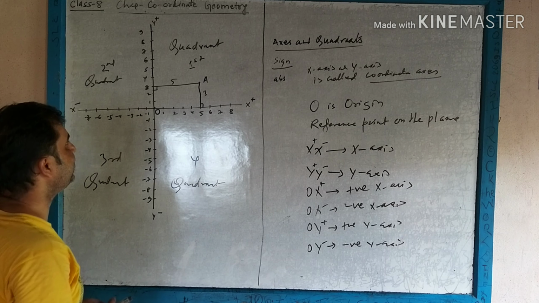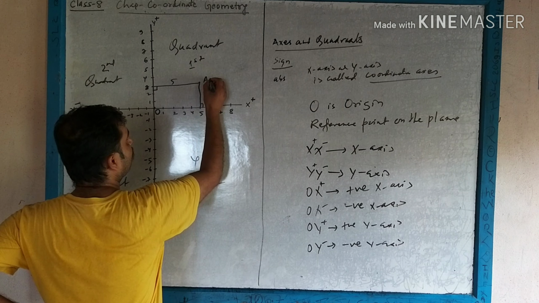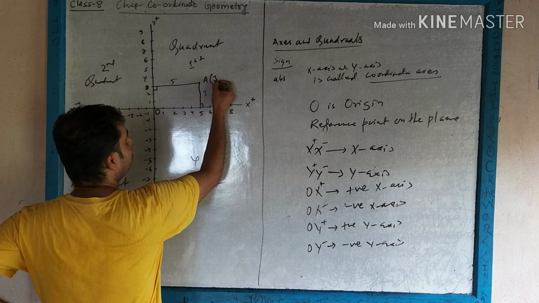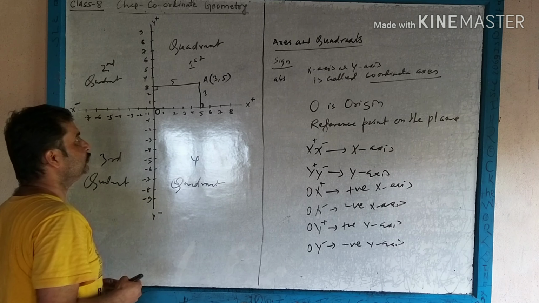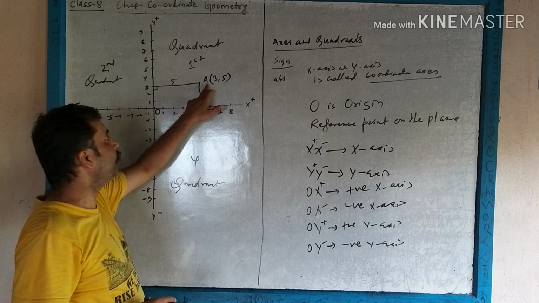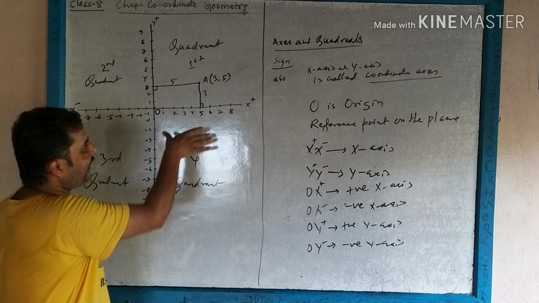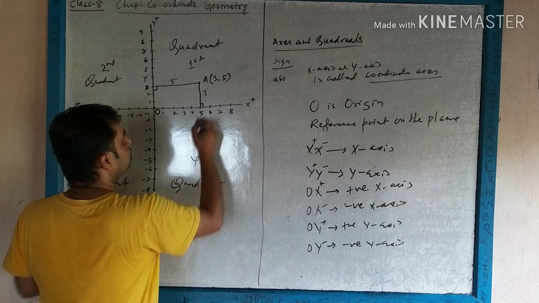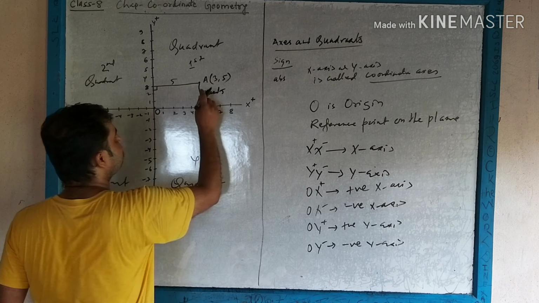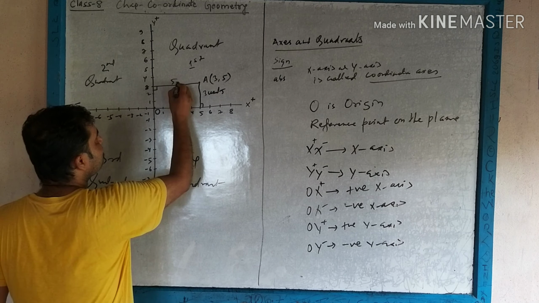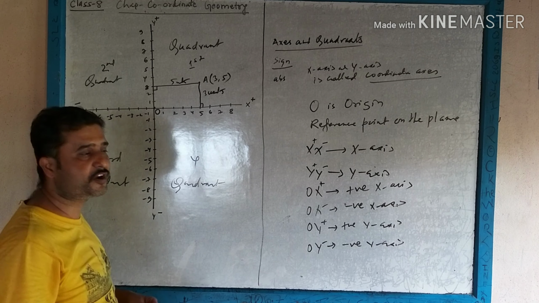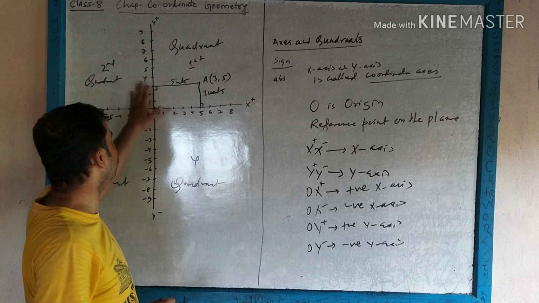So what are the coordinates of this point? The point is (5, 3). So how far is A from the x-axis? It is 3 units. How far is A from the y-axis? It is 5 units. This is the distance of the point A from the x-axis and y-axis.